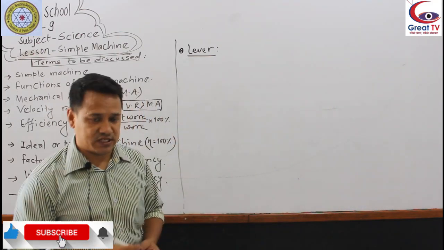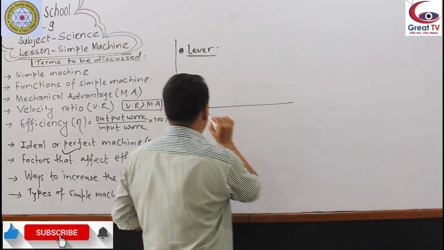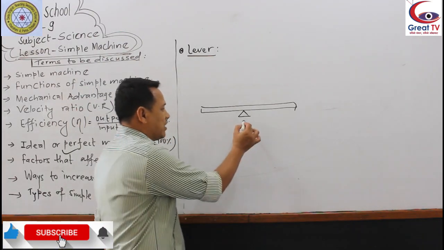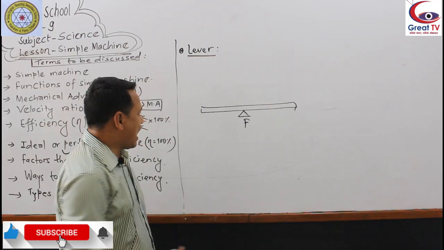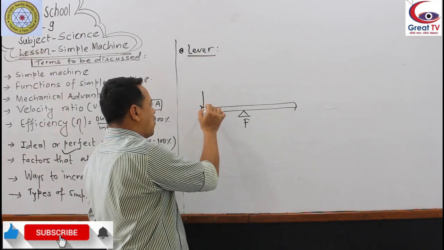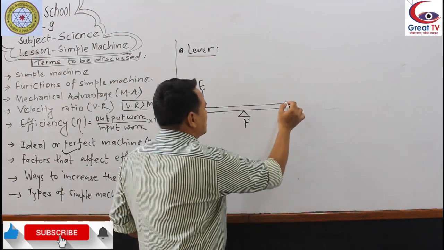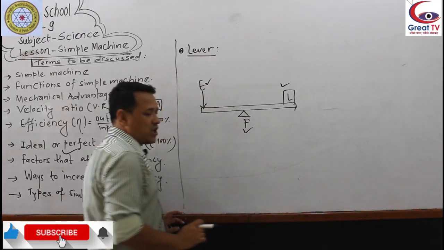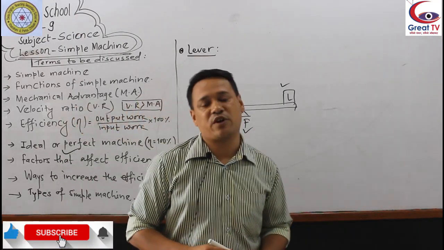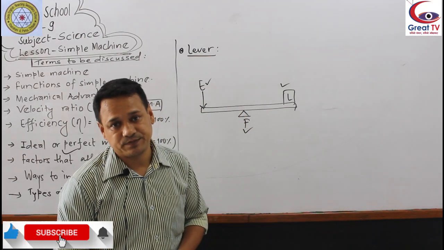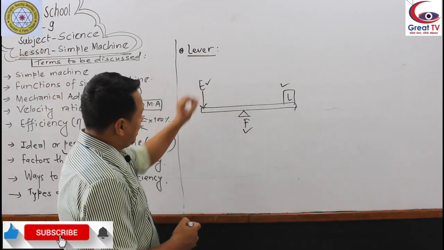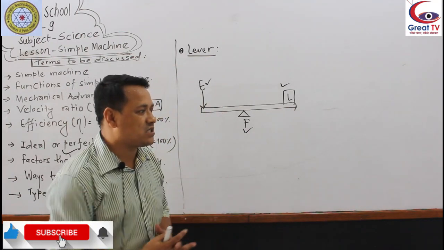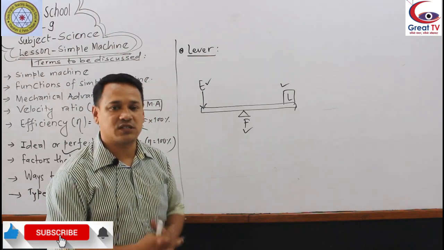A lever has three different points, which you have also read in the lower class. The supporting point where the lever takes support is called the fulcrum. On one side we apply the effort, and on the other side the load is lifted. So effort, load, and fulcrum are the three different points that we can find on a lever. Applied force is effort, resisting force is load, and the place where the lever takes support is the fulcrum.